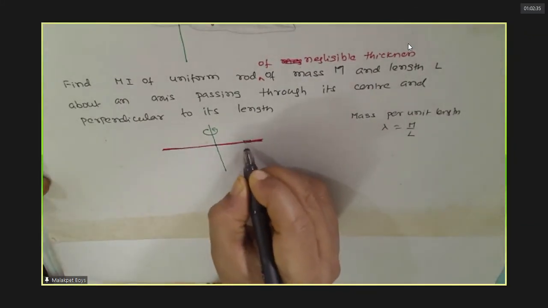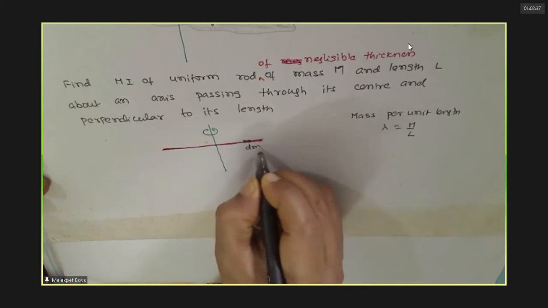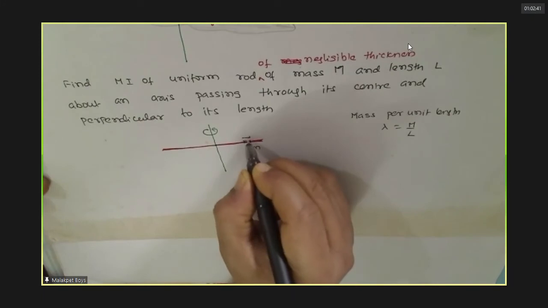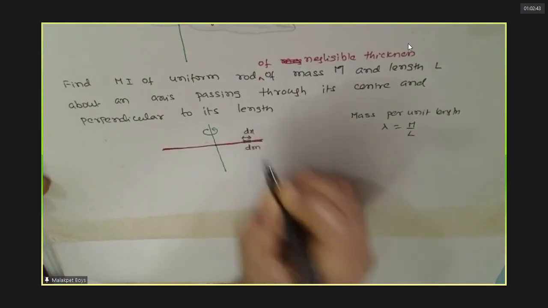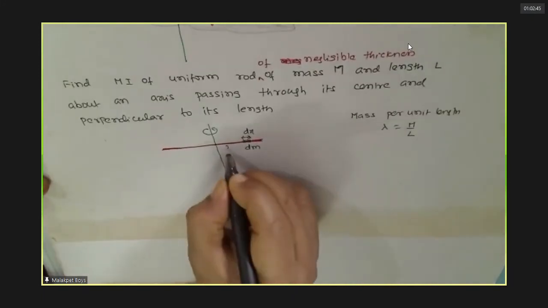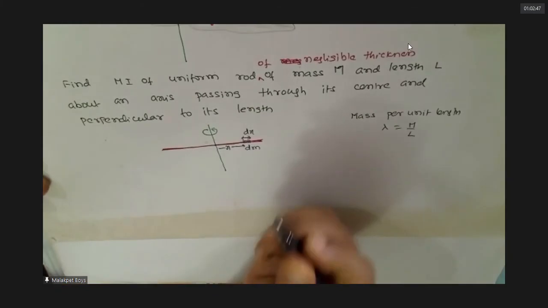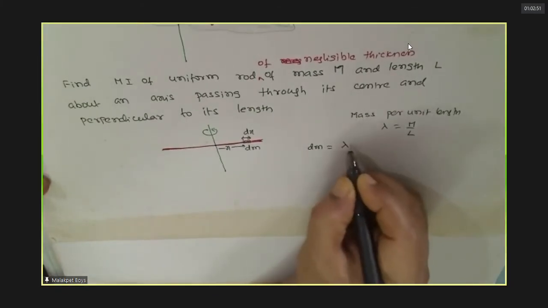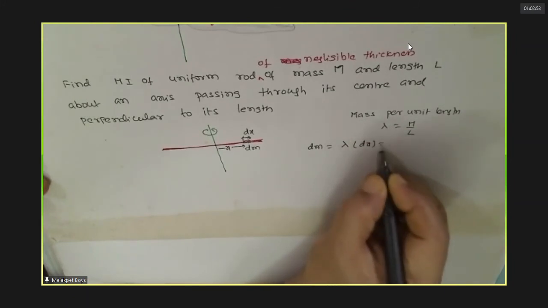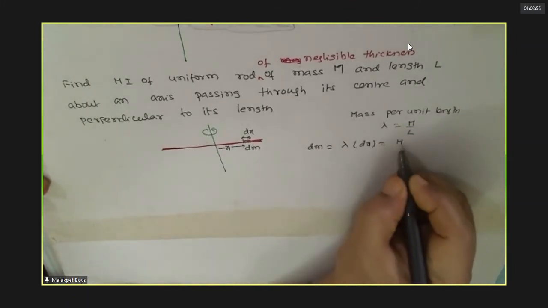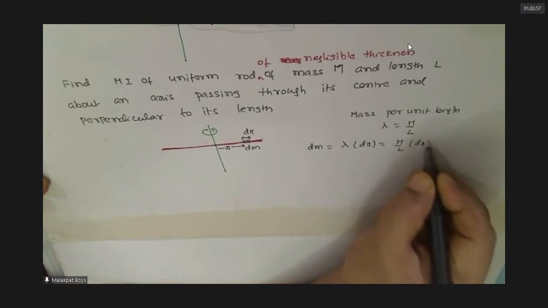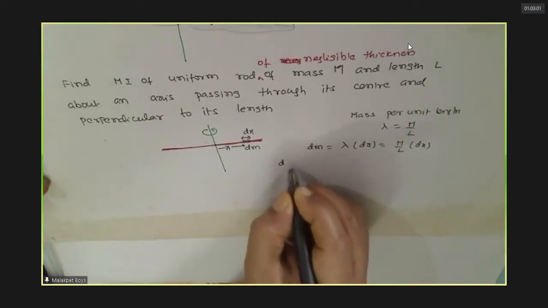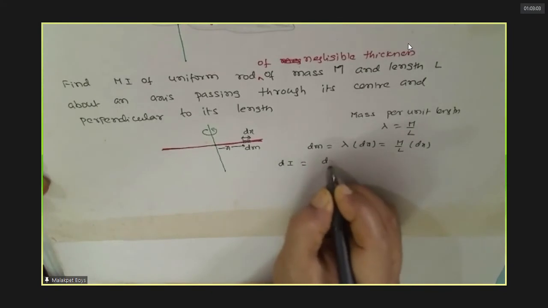We'll take one small element, I'll call it dm. dm has a length of dx, because here length matters, at a distance of x. So what is dm? Mass per unit length into dx. Do you agree with this or not? Yes, sir. Agreed.